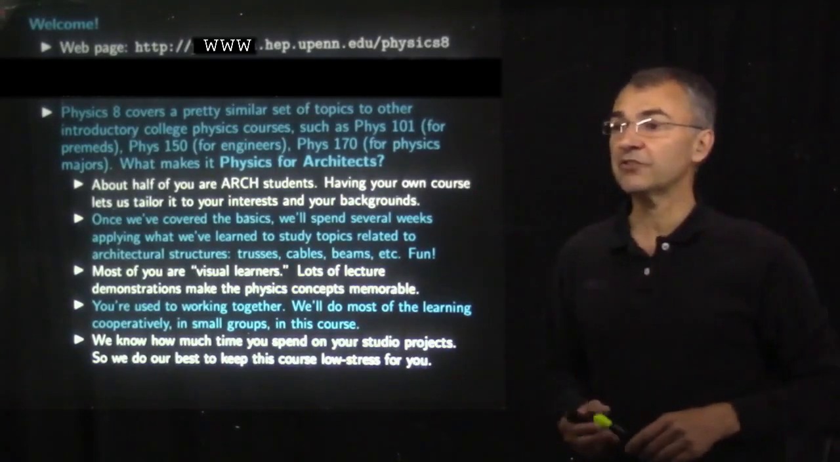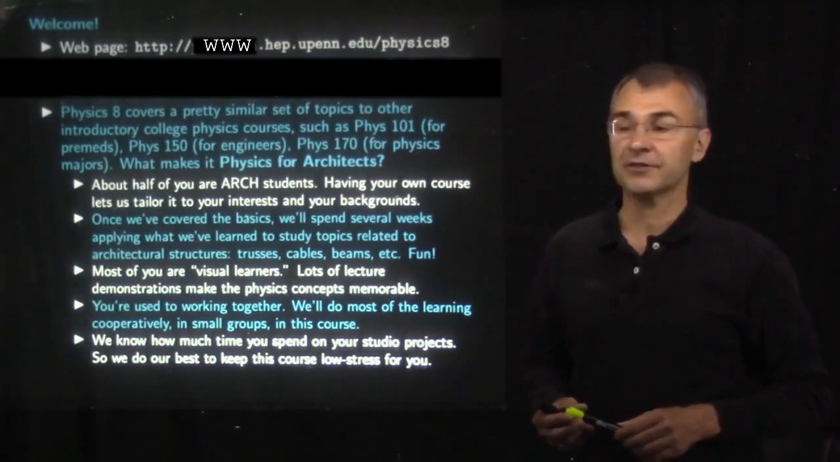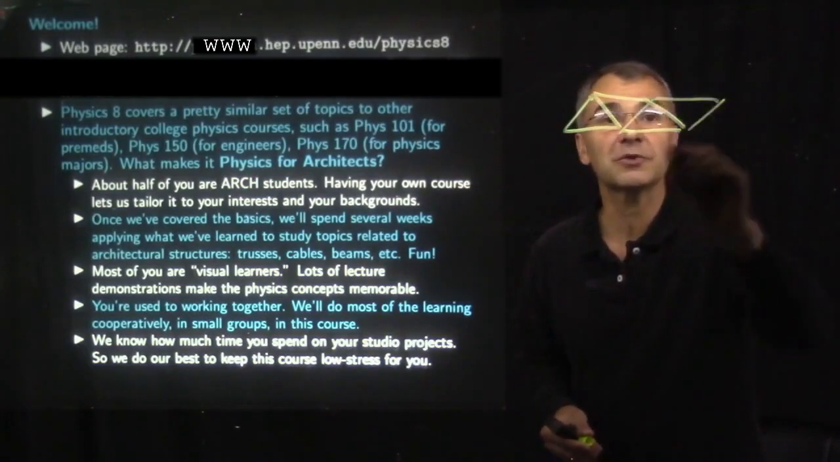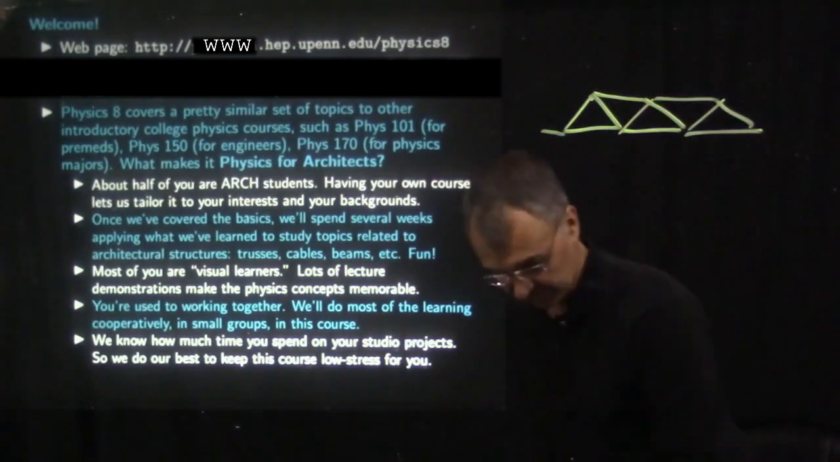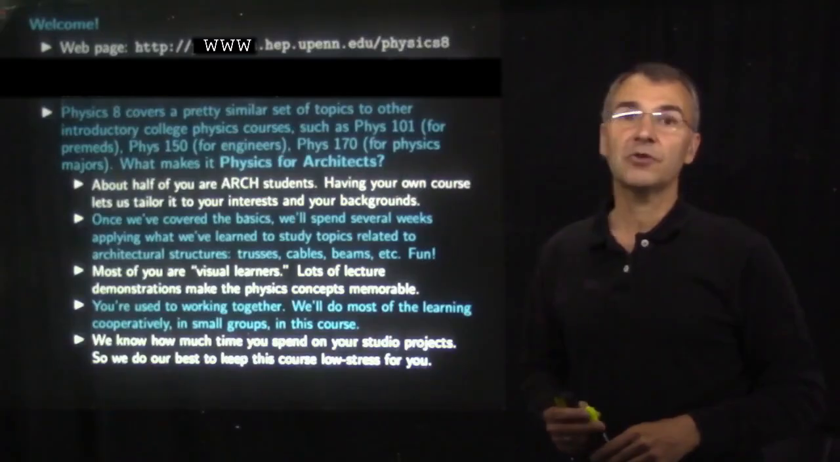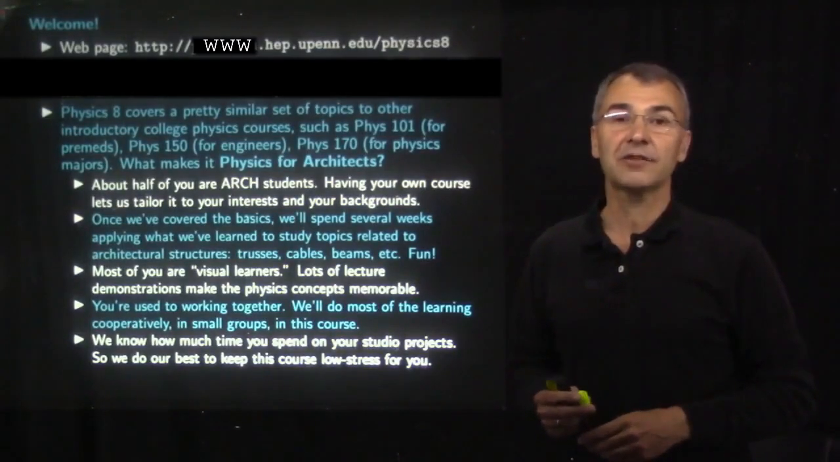Once we've covered the basics of Newton's laws of mechanics, we'll spend several weeks applying what we've learned to study topics related to architectural structures. So we'll learn how to analyze trusses, which are those triangular-shaped things you might have seen on railroad bridges. Anytime you see things broken up into triangles, that's typically a version of a truss. We'll study topics related to architectural structures like trusses, cables, beams, and so on. I think this is a fun way to connect the physics with applications, and they're applications that you'll see again if someday you take a structures course.